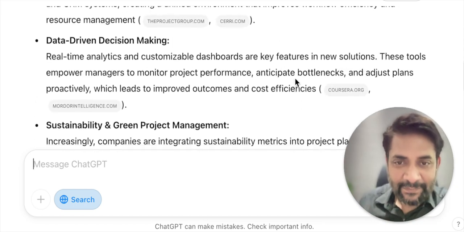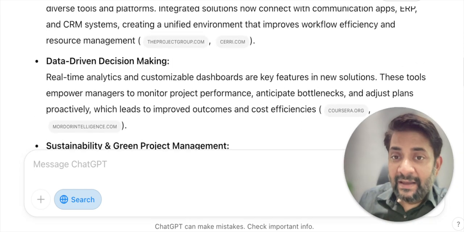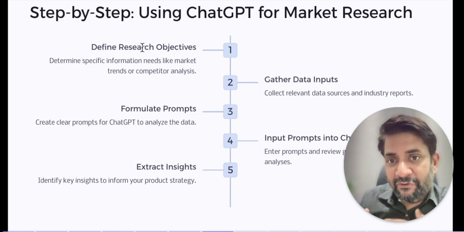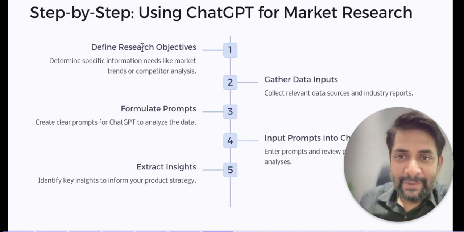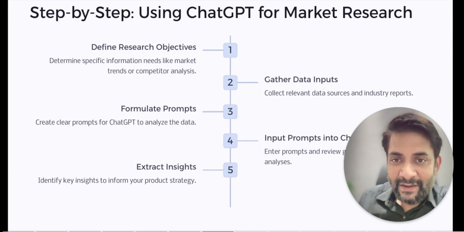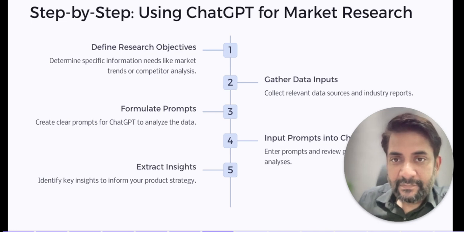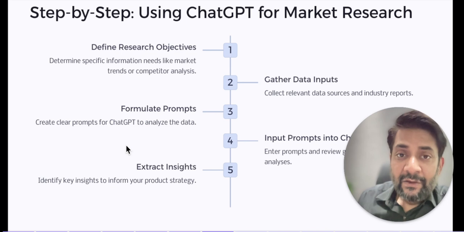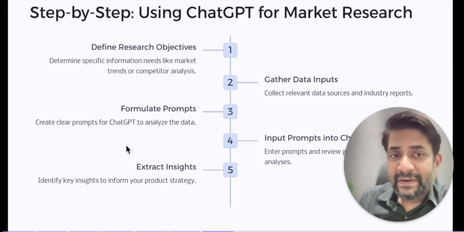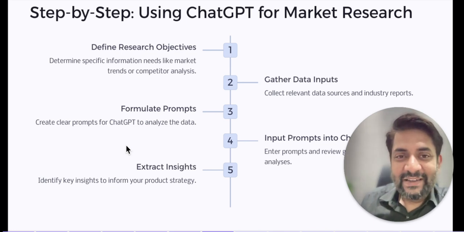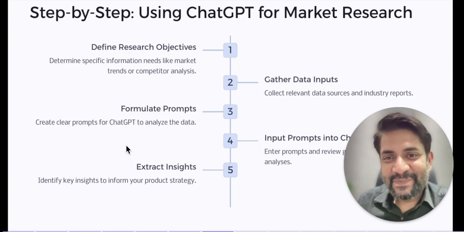Now that's the output that I got from ChatGPT. Imagine how fast everything becomes. I get the key insights and actionable information from ChatGPT's responses to inform my product strategy. So by following these steps, you can effectively conduct comprehensive market research, saving time and ensuring you have up-to-date information to guide your product decisions.